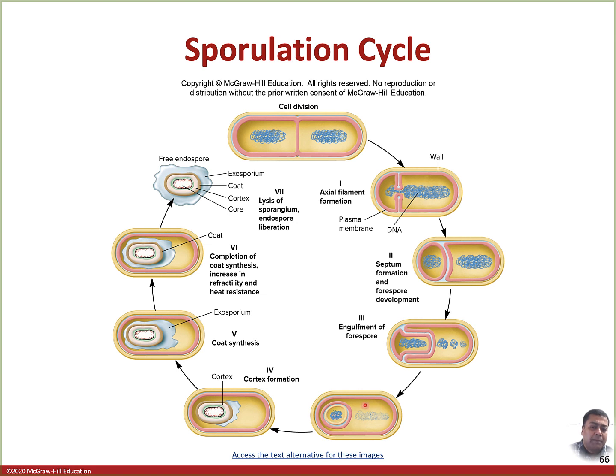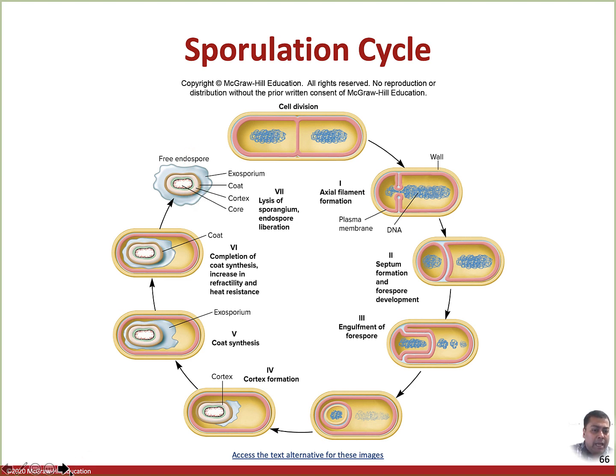In this condition, the nucleoid of the vegetative cell is destroyed, and there are enough enzymes which help the formation of the cortex, and it also secretes the exosporium. Finally, the completion of the coat synthesis increases its refractility and heat resistance, and the endospore is freed into nature. Now, this will stay in nature for a long, long time, and when an ideal time comes, it can germinate just like a seed into a new vegetative cell.